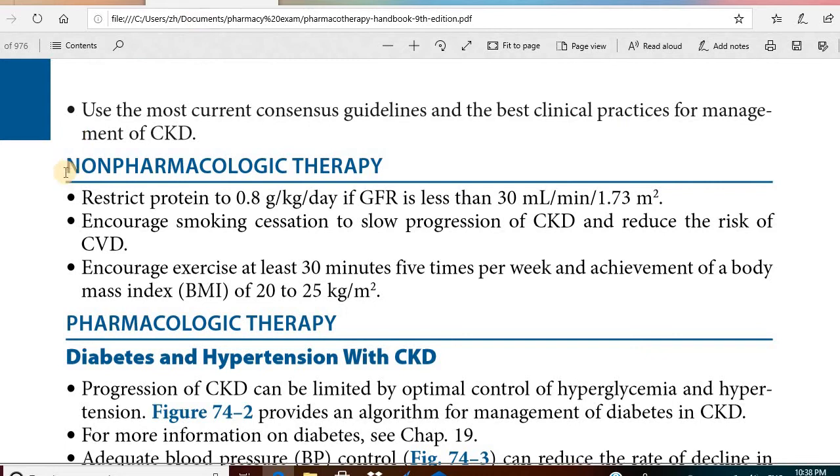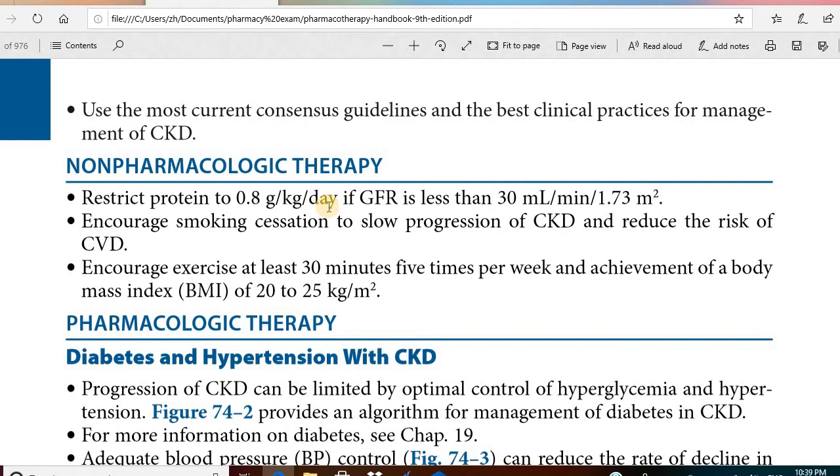Here, this is the non-pharmacological therapy. First of all, we go to the non-pharmacological therapy, then we go to the pharmacological therapy. For the non-pharmacological therapy, restrict the protein to 0.8 gram per kg per day. When your kidney is not doing proper function, you have to minimize your nutrient content, so your kidney has to do less work.